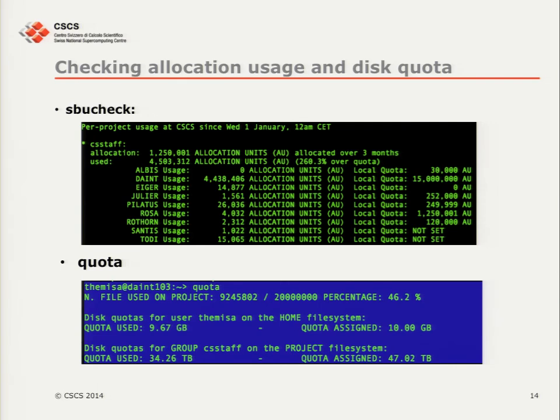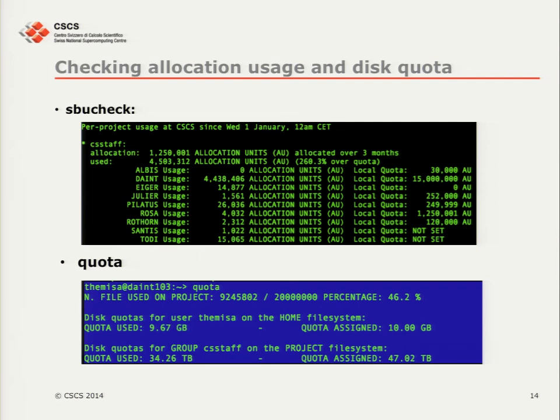If you see there, you'll see all the machines you have access to, how much your quota is, and how much over you are. We're 260% over quota, but we're really testing Daint, so that's our CS staff for the past few months. And then you want to check with quota. Quota will tell you how much disk space you have, not how many allocation units you have. So squeue to find out how much you've run, and quota to see how much you've filled the file system.